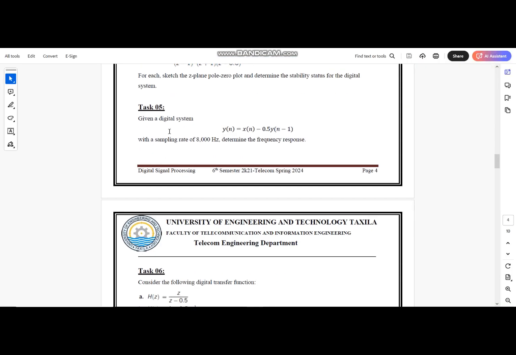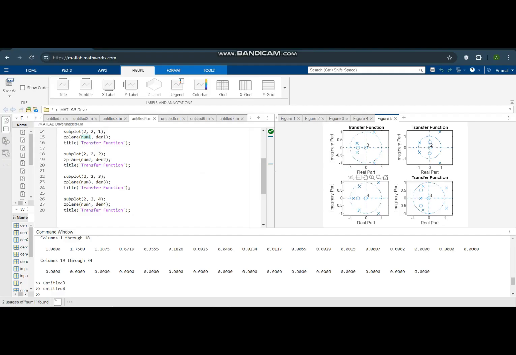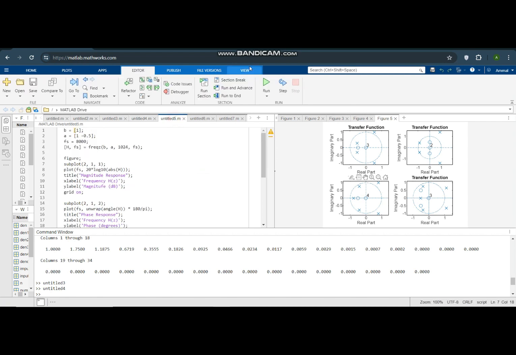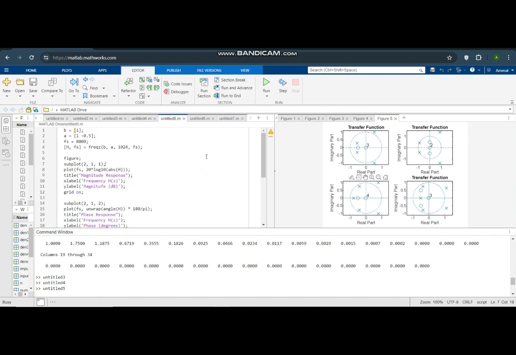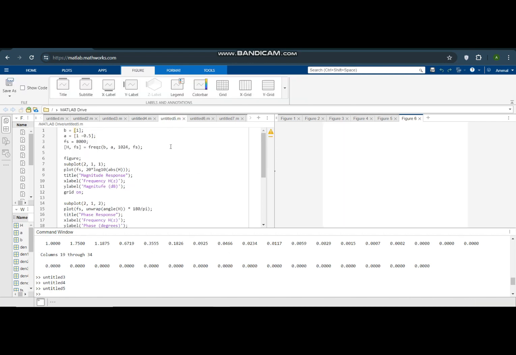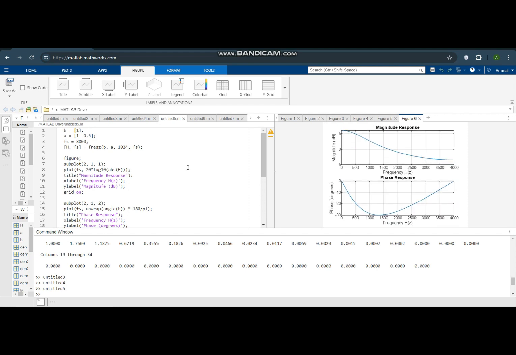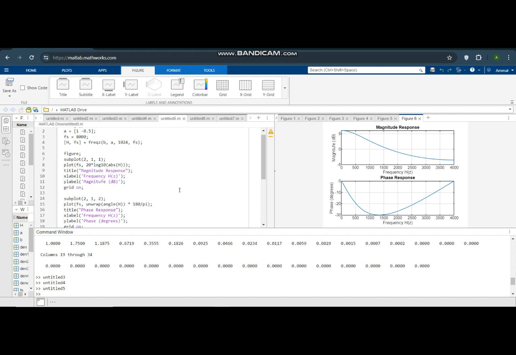Task 5 is: given a digital system with a sampling rate of 8000 Hz, determine the frequency response. The MATLAB code for this will be this code, which computes and plots the frequency response of a discrete time system characterized by transfer function coefficients b and a. Using the freqz function, it calculates the frequency response at 1024 points over a sampling frequency of 8000 Hz. The magnitude response in dB and the phase response in degrees are then plotted.